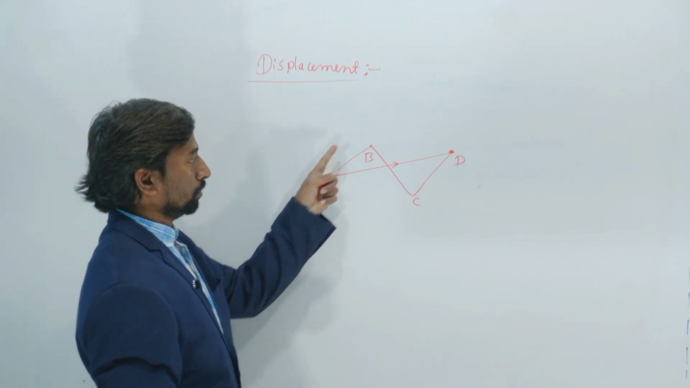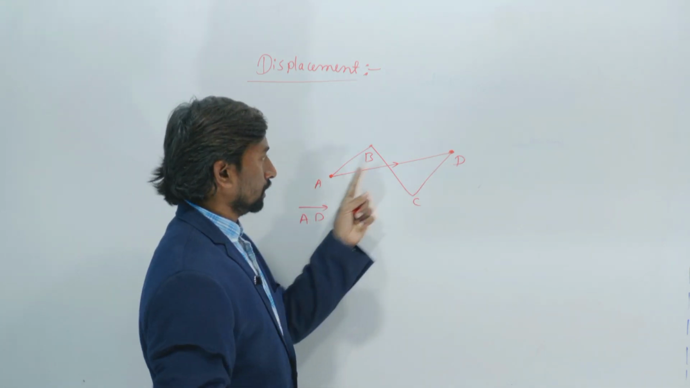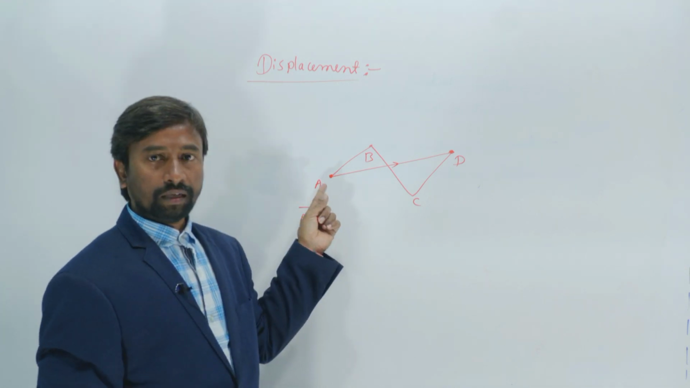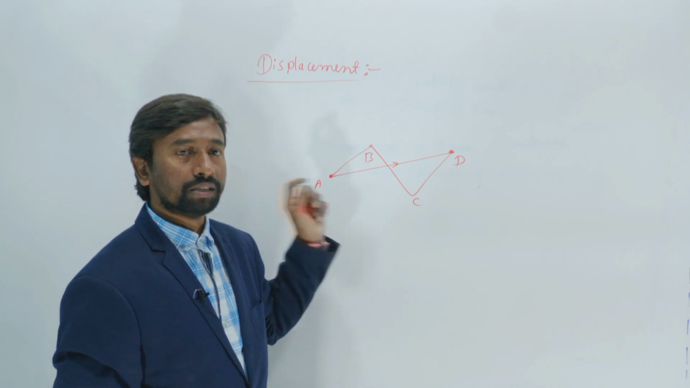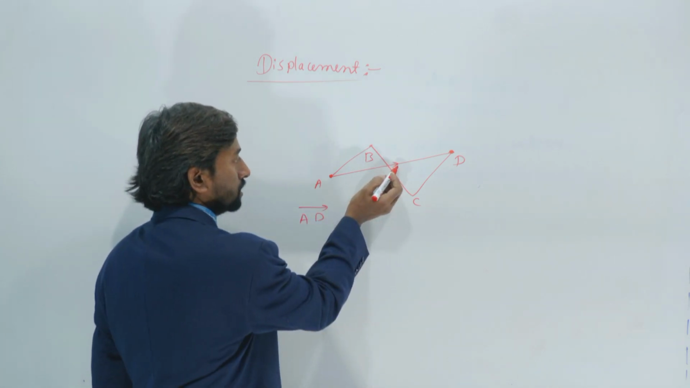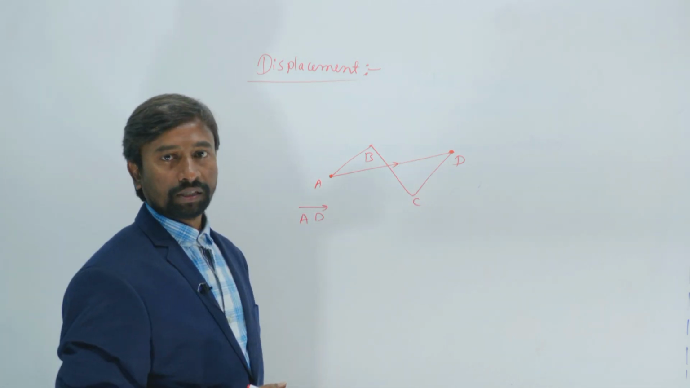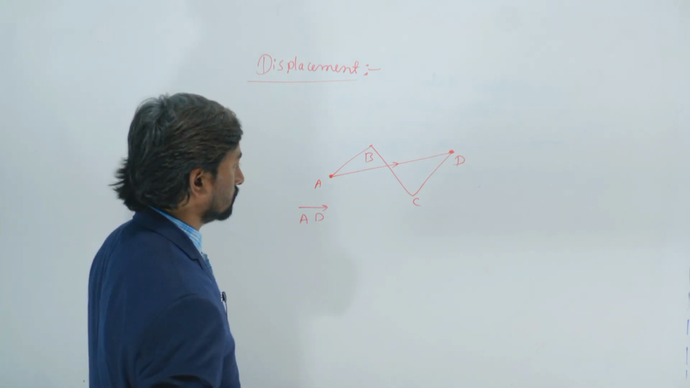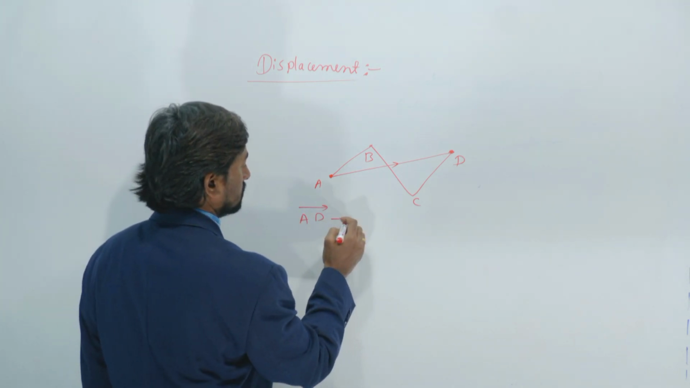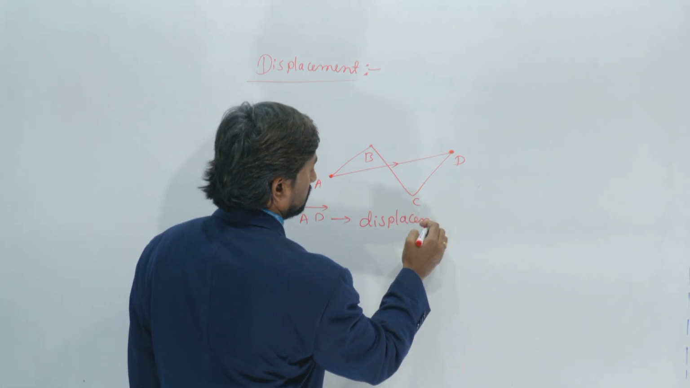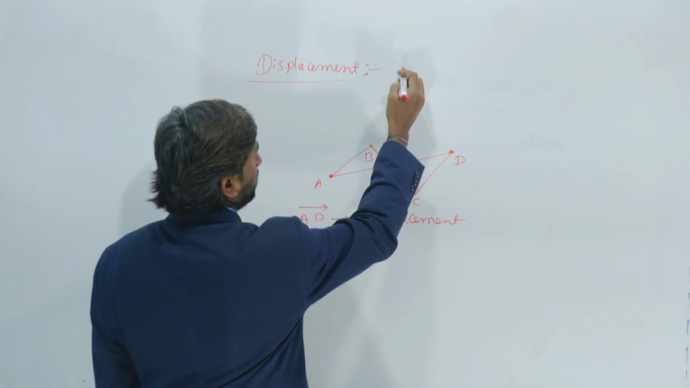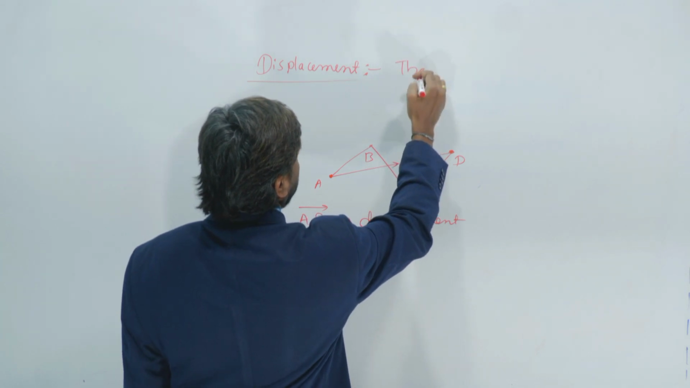The total length covered by the body is called the distance, and A to D, the line joining the initial position and the final position, is called the displacement. That is the shortest distance. To move the shortest distance, we have to go in a particular direction, and then only we get the displacement, the shortest distance. Then we can say this is the displacement.